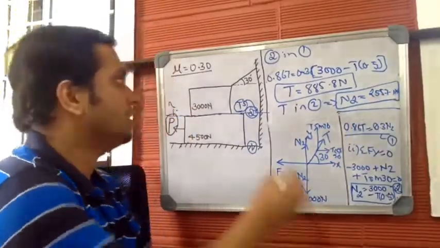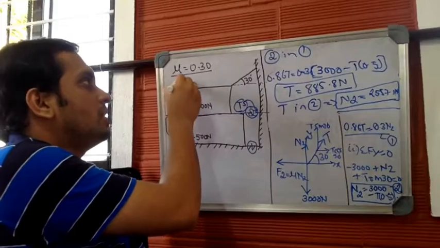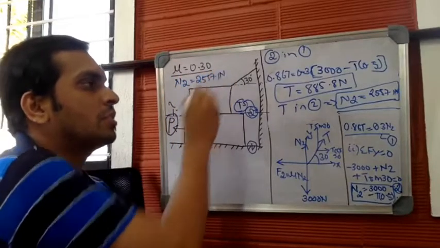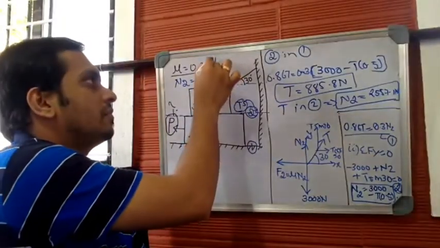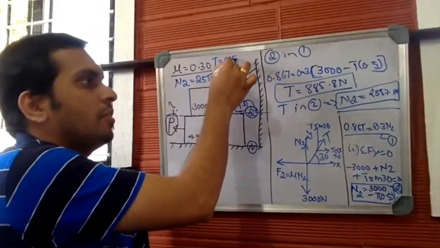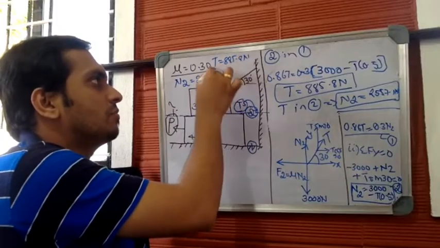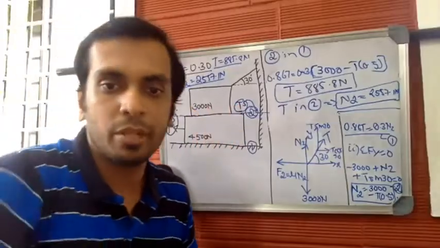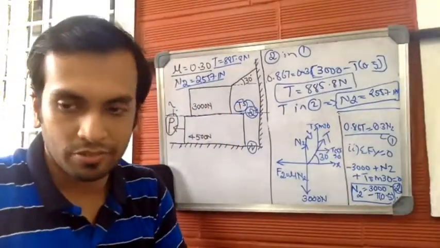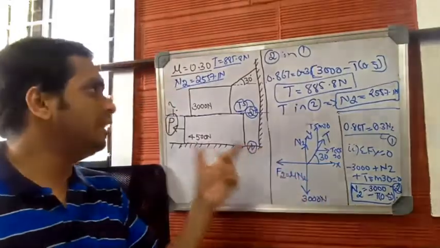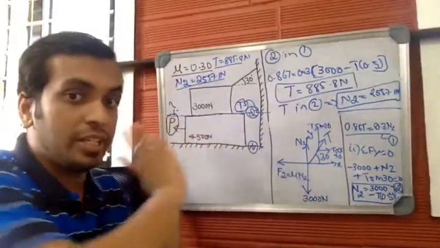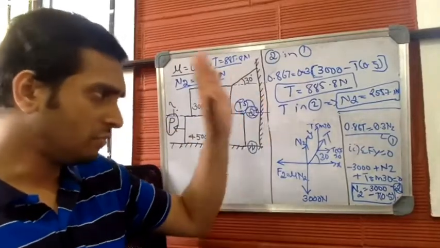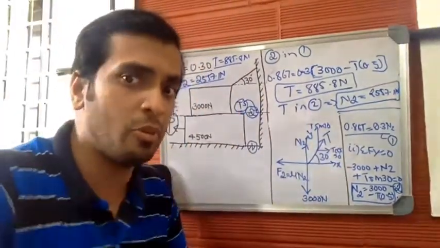Let me write all the values here. N2 will be 2557.1 newtons and T is 885.8 newtons. These are the calculated values by considering the upper body, along with the imaginary surface. Ultimately, we need the value of P. I'm reminding this again. So we have done all the calculations as far as the upper body is concerned.